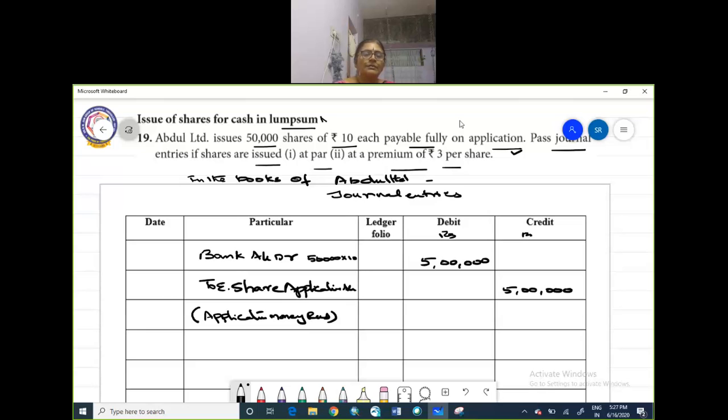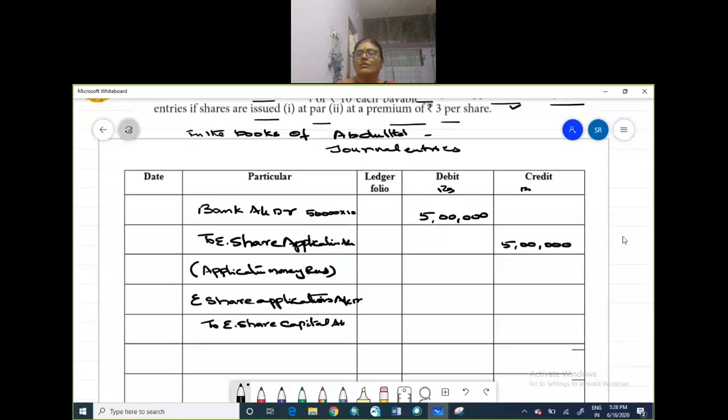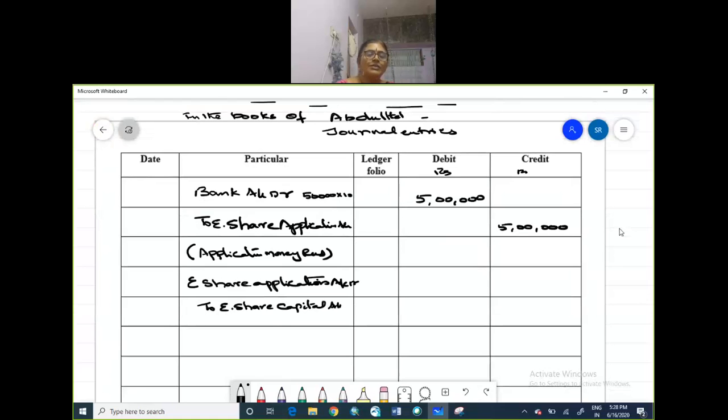Next up, equity share application account debit to equity share capital account. So how much is going to go? So let me fill up the table. Being application money transferred, equity share application money transferred. So how much is going to be transferred? 5 lakhs. Fine. So that is it.